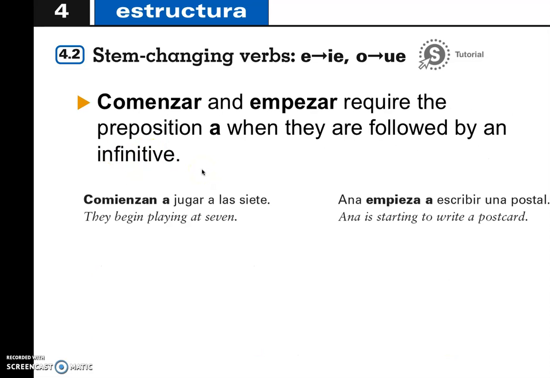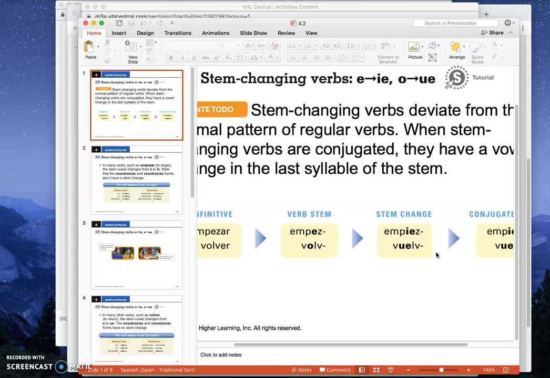All right, comenzar and empezar, which both mean to start or to begin, require a afterwards. So comienzan a jugar, so they begin playing at 7. Ana empieza a escribir, starting to write a postcard. Okay, and that's it for the PowerPoint.